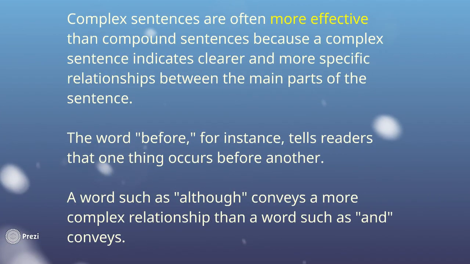All right, couple things here. Complex sentences are oftentimes more effective than compound sentences because with the complex you get a clearer, more specific relationship between the main parts of the sentence. So the word before, for instance, tells readers that one thing is going to happen in relation to another. This is a lot better than just having and, or, so, but, that kind of stuff happening.